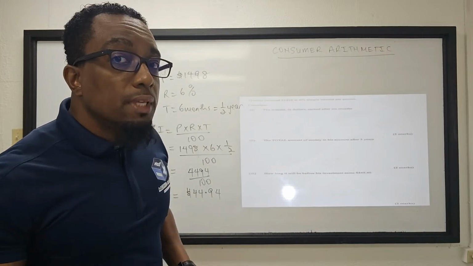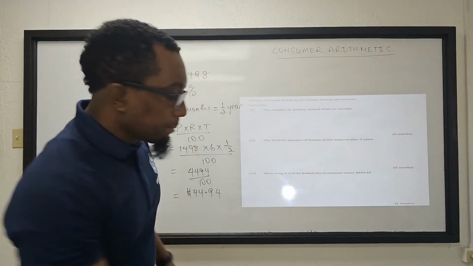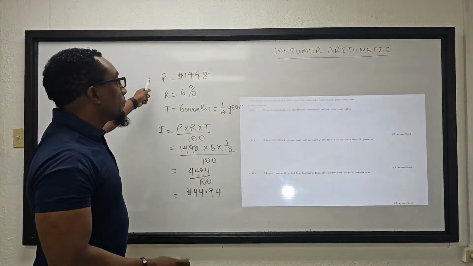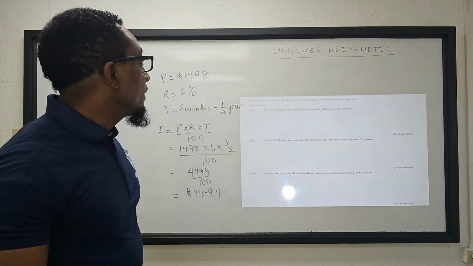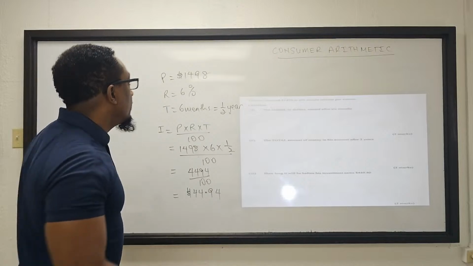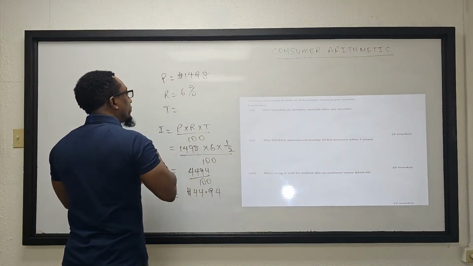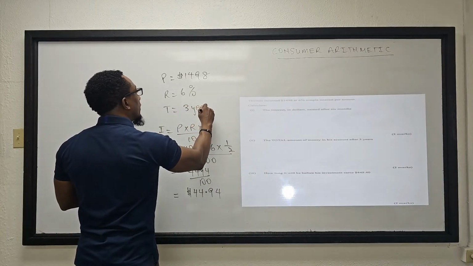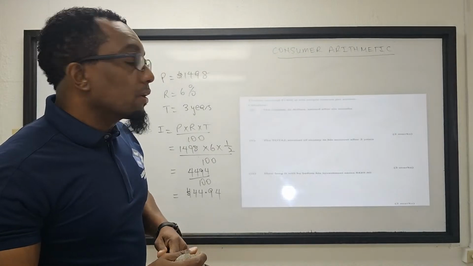So they want us to calculate the total amount of money in his account after 3 years. What is the total amount of money in his account after 3 years? So again, we're working with a principal of 1,498, a rate of 6%. This time our time will be 3 years. And we want the total amount of money in his account after 3 years.